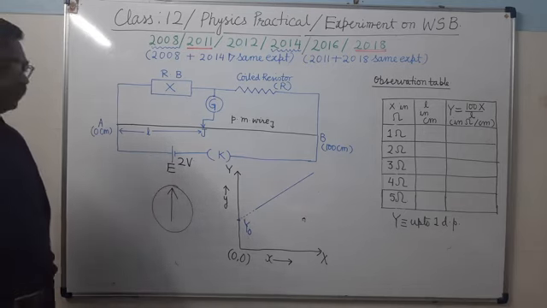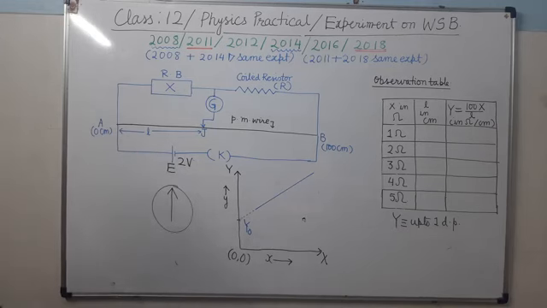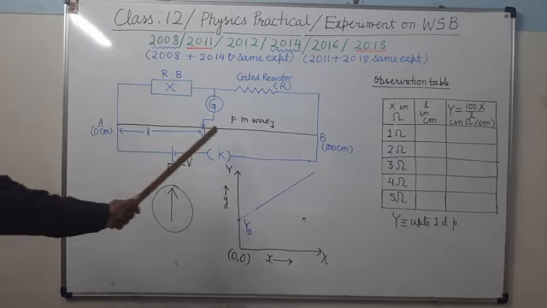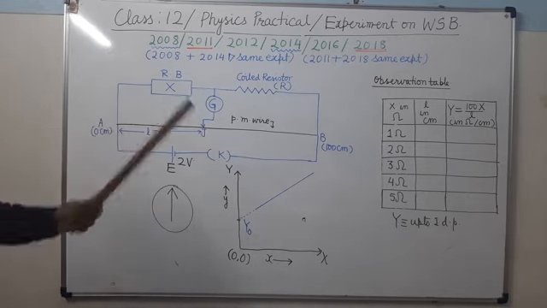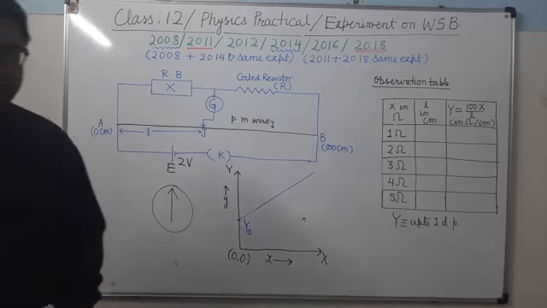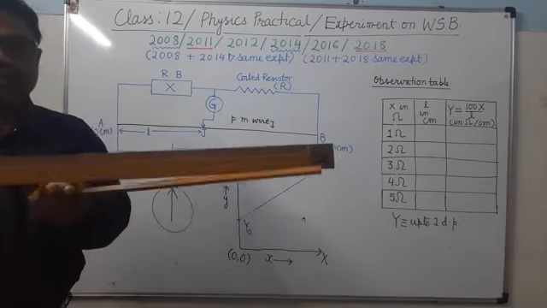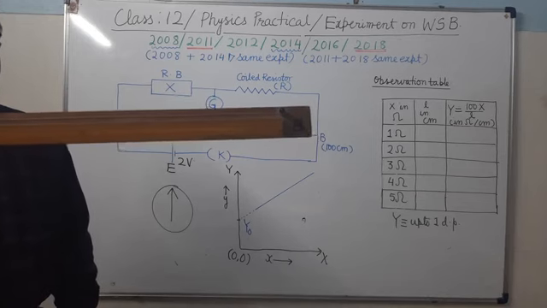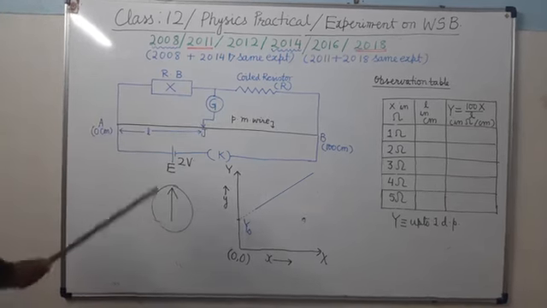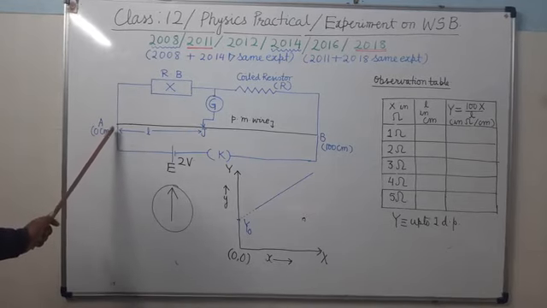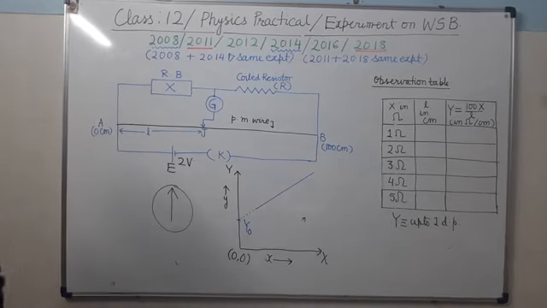Now see here, how will you set up the circuit diagram? You can see here AB, which is the black one. This is the potentiometer wire which is stretched on this wooden frame. It has two binding terminals. The binding terminal towards the 0 centimeter mark is marked as A, and the other, towards the 100 centimeter mark, is marked as B.